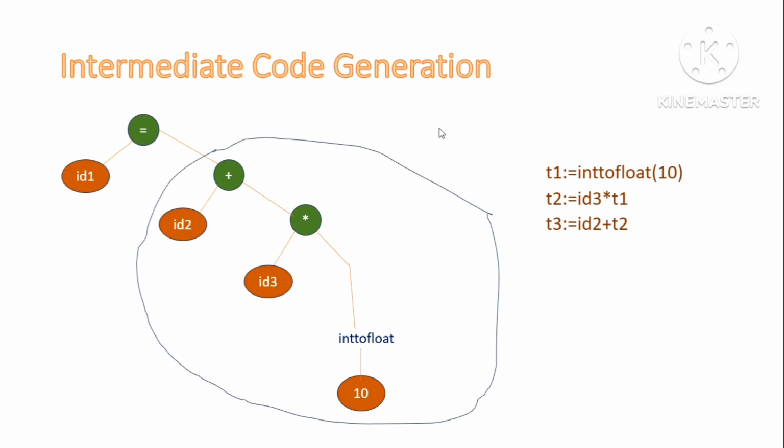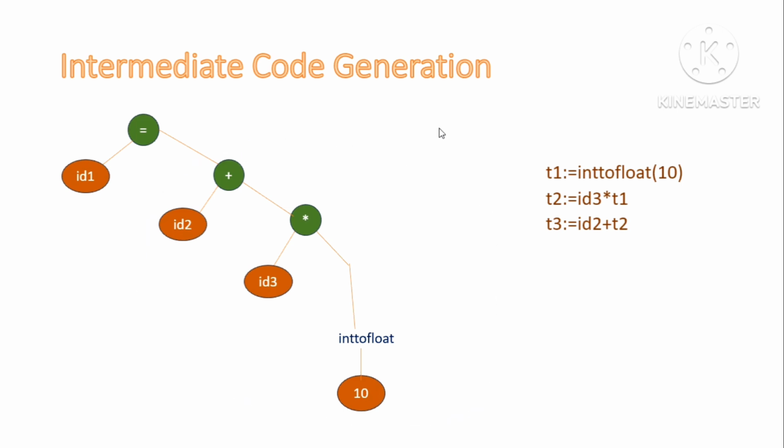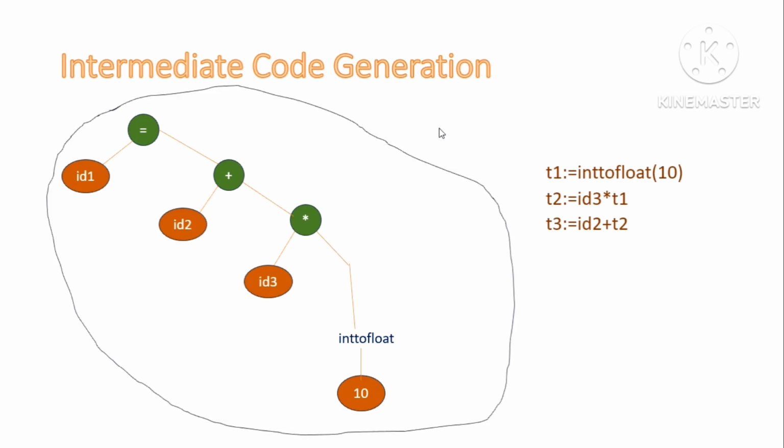Now finally, we move on to the top, we have equal to, and the entire result has to be assigned to ID1 here. So now the entire result is stored in T3. Now it will be stored as ID1 equal to T3. So this is called intermediate code generation.